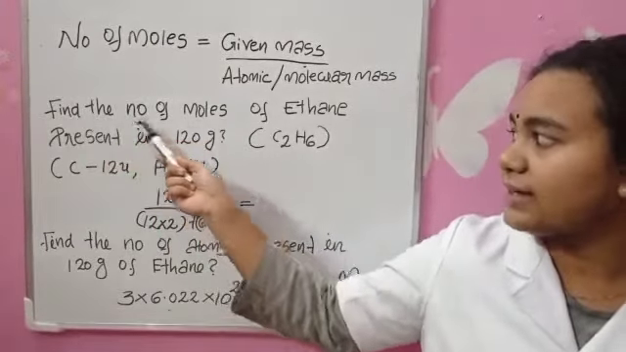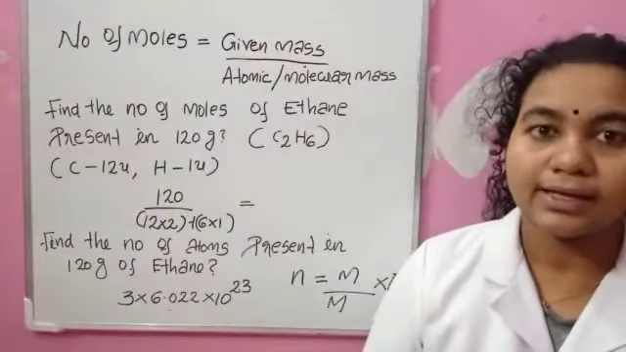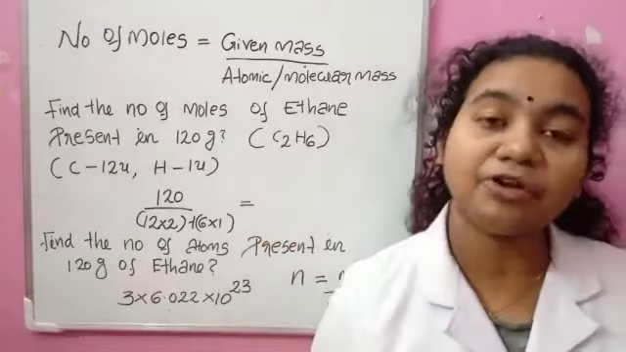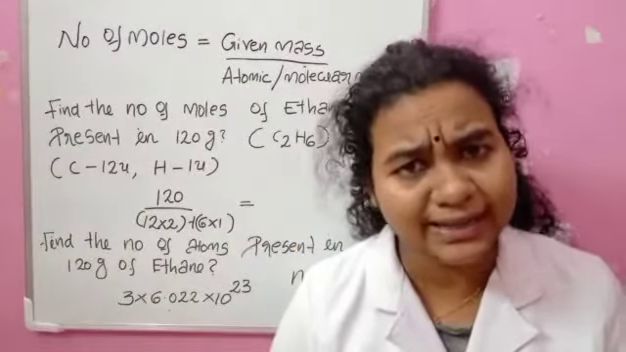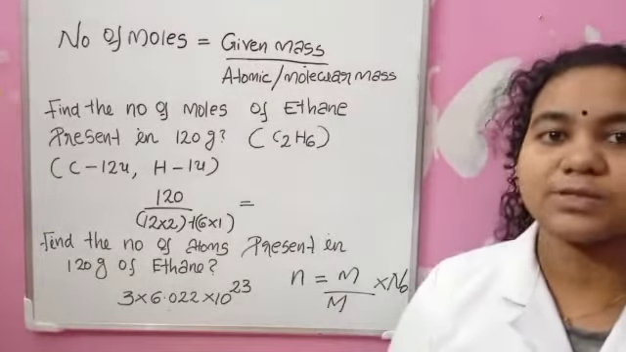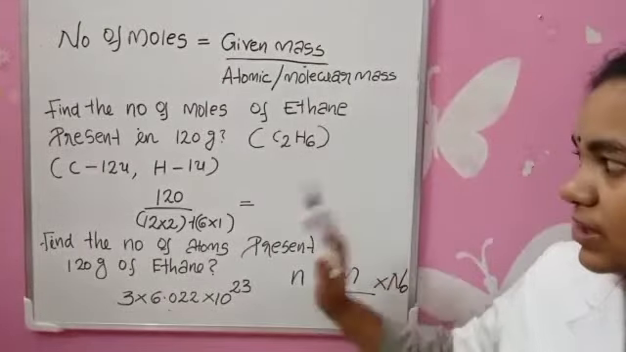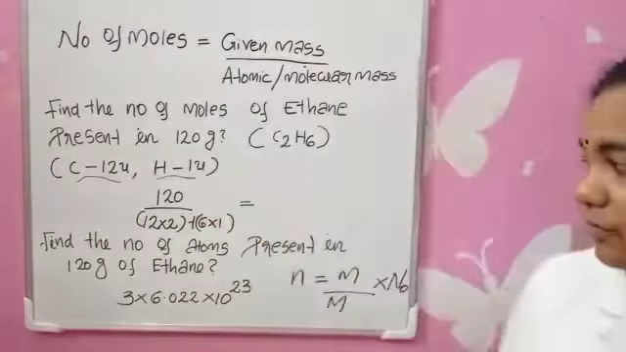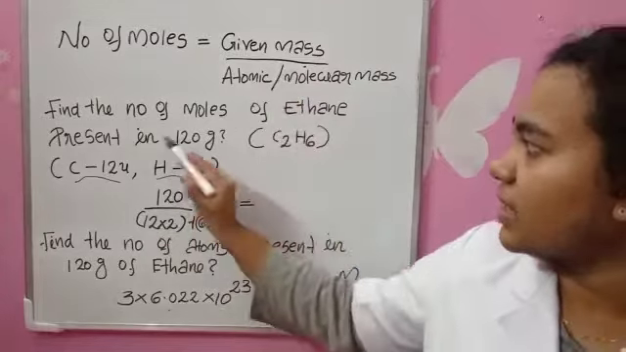So what is the question? Find the number of moles of ethane present in 120 gram. What is ethane's formula? It is C2H6. First we have to find the molecular mass of ethane. How can we calculate it? We add, multiplying with the number of atoms present in it. First we find the constituents in C2H6, that is carbon and hydrogen. In the question, the atomic masses of carbon and hydrogen are given. So we find the molecular mass. For that, the given mass is 120 gram.